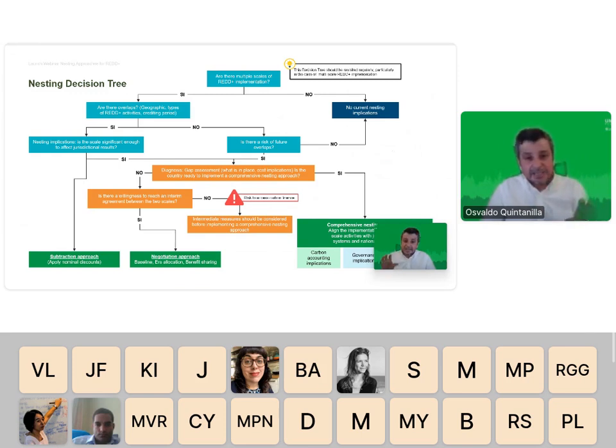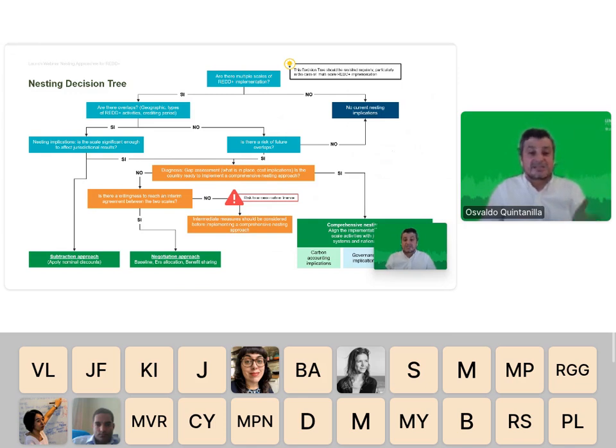But if the implications are significant, or if there is a risk of future overlaps, the next step is a diagnosis or gap assessment. This is the first rectangle in the center of this slide. So this means evaluating what system, policy, and capacity are already in place, and what it could cost to implement a comprehensive nesting approach.